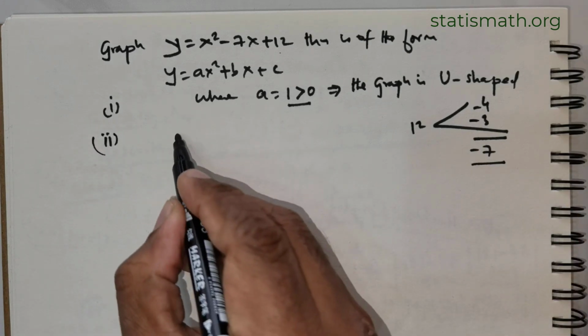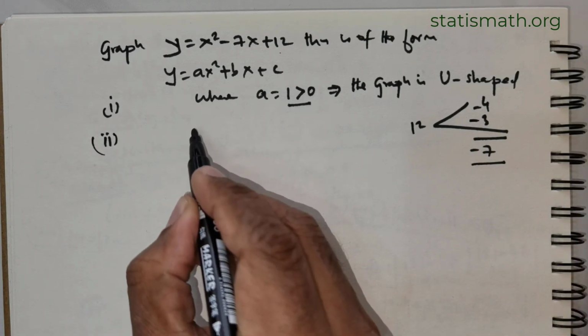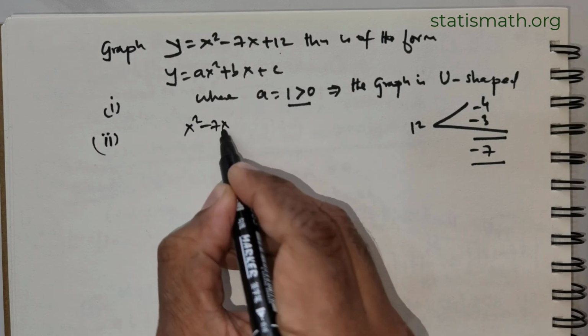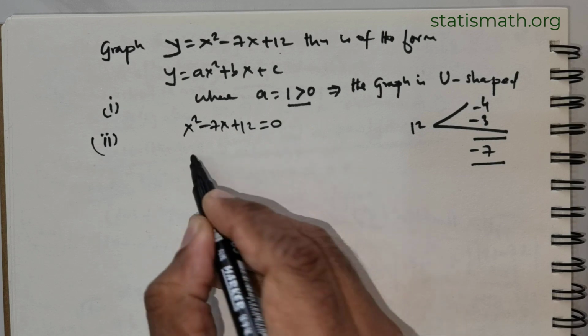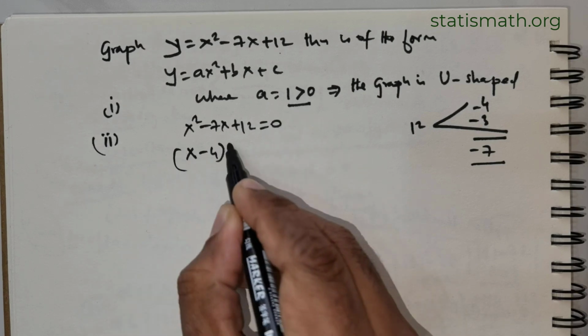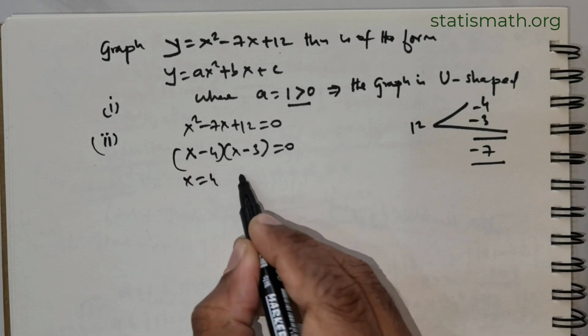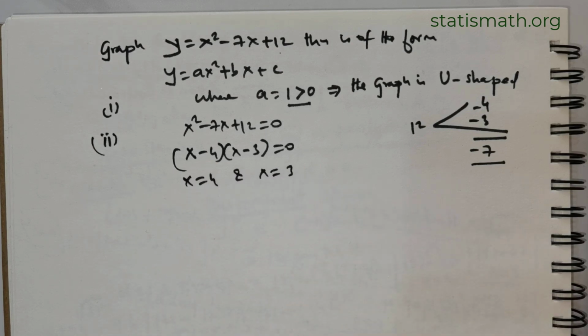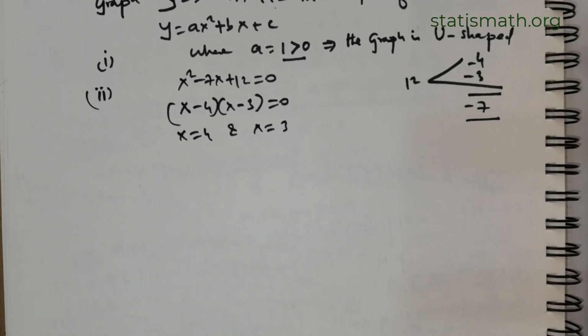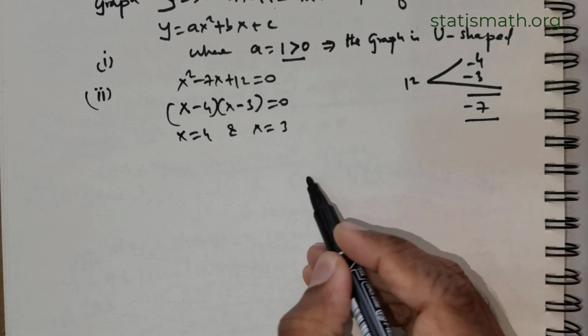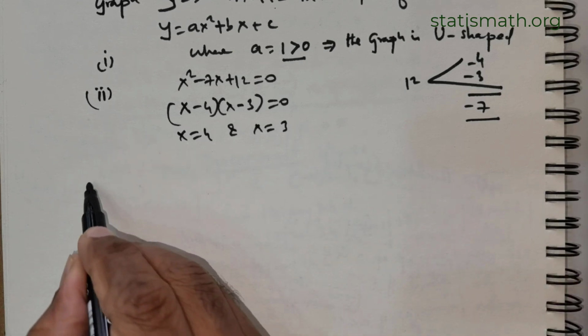So the factorization part is, if I were to take x squared negative 7x positive 12 is equal to 0, this is going to be x negative 4 times x negative 3 is equal to 0. From here you get x is equal to 4 and x is equal to 3. So there are 2 points of x, so that means there are 2 intersections. Now this is the second point.